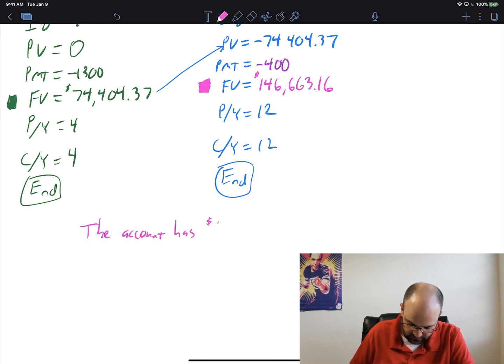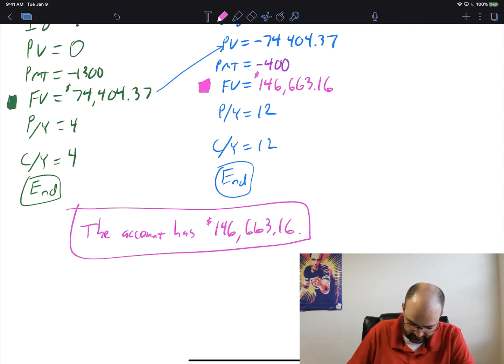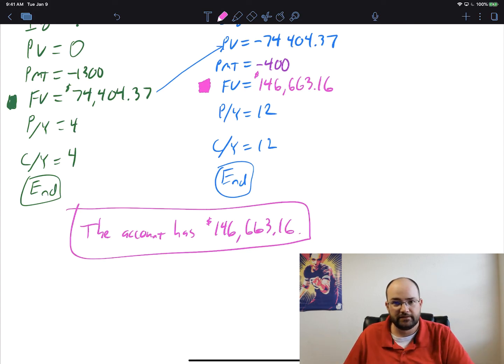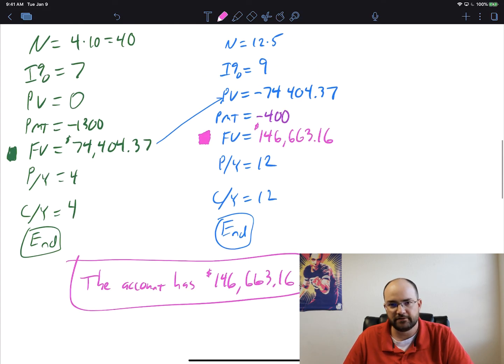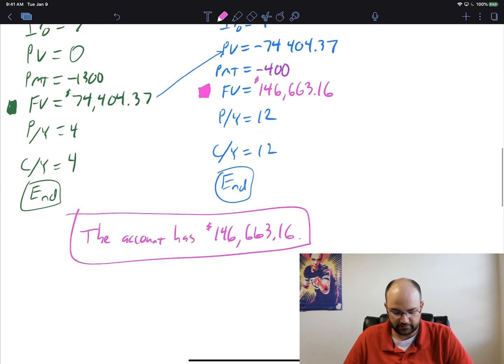has $146,663.16. And that's it. Now, obviously, I didn't show you how to do it on the TVM solver. You literally just type them in and do alpha enter where you need to.